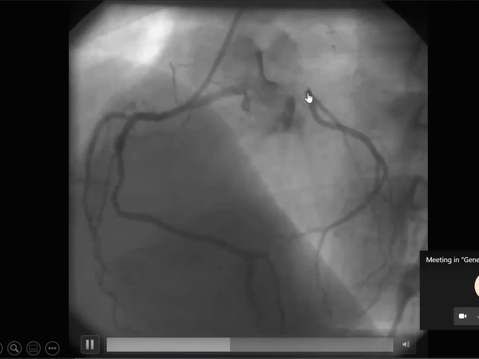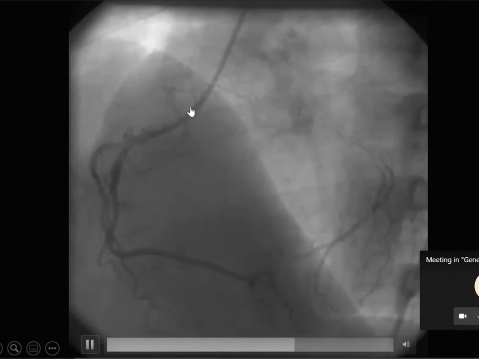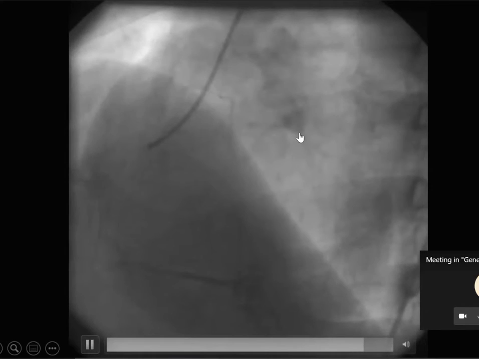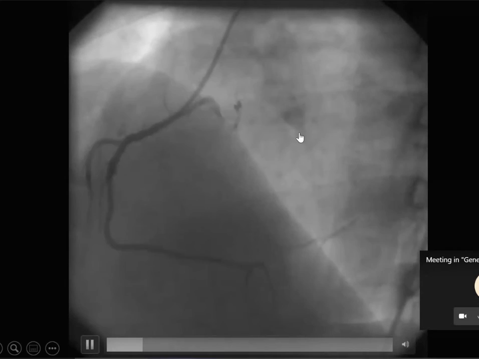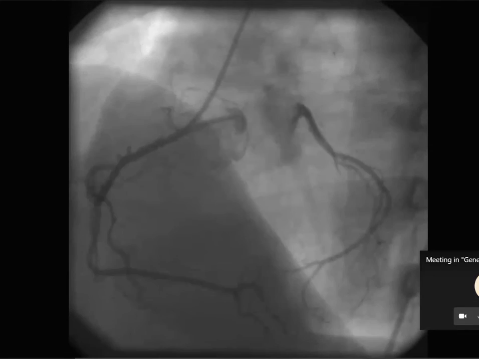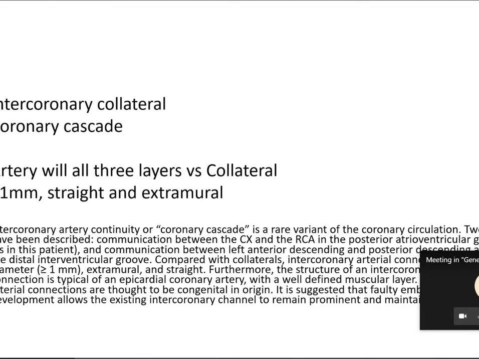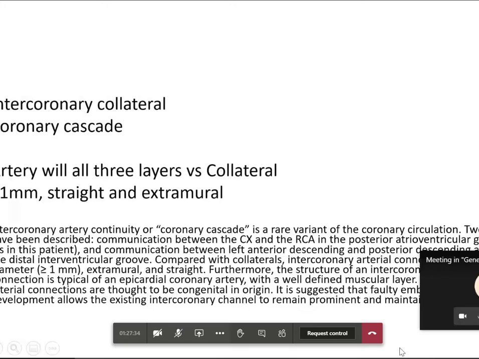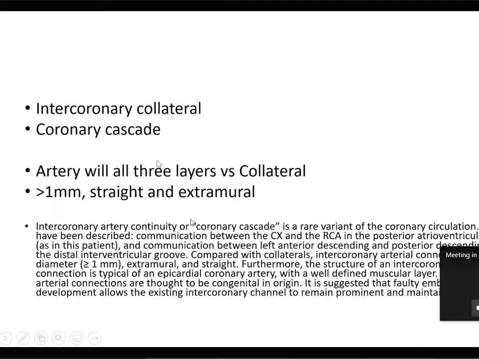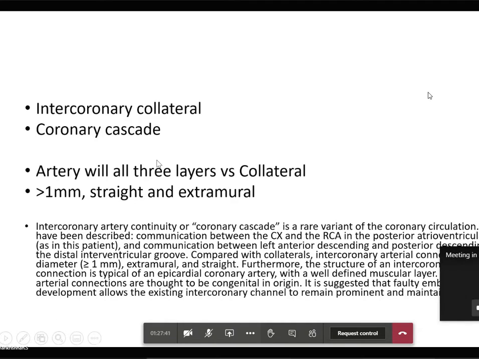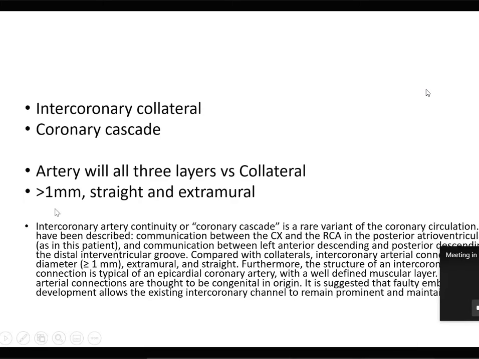See, this is the origin of the left coronary. This is the origin of the right coronary. This is absolutely okay. So this is a rare anomaly called the intercoronary collateral, or coronary cascade. The difference between the usual collateral is that this connection has all the three layers, like the adventitia, media and intima. It's usually more than 1 millimeter, a large vessel, straight and extramural.